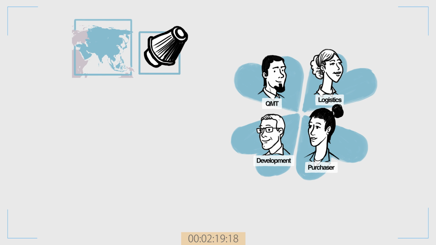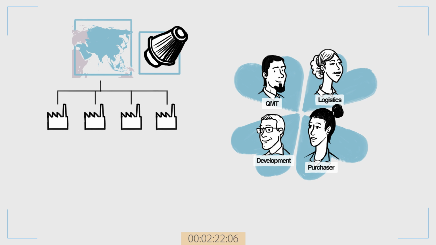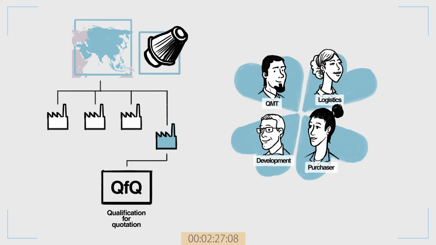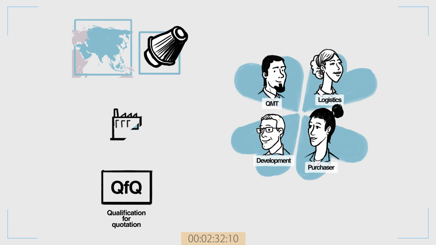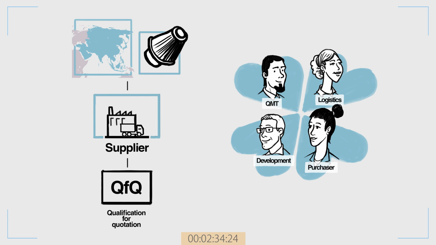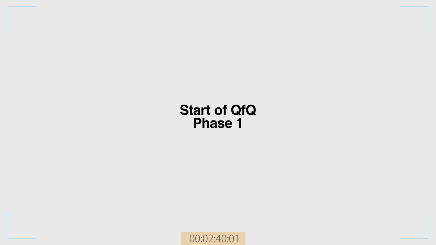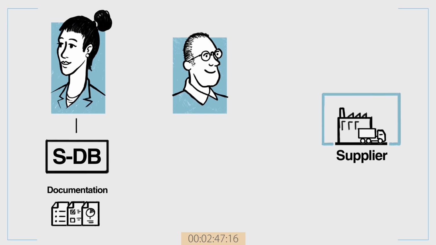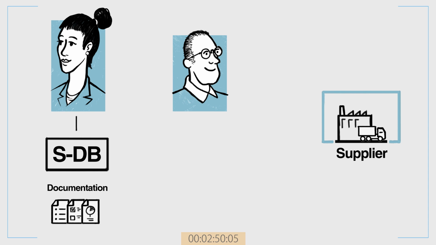In the kickoff meeting, Julia agrees together with the Cloverleaf members on the supplier which they intend to take through the process, the scheduling, responsibilities and documentation. Although still being a potential new supplier, for convenience we will talk about the supplier in the following. Julia also initiates the QFQ documentation in the supplier database, which is continuously carried out together with the involved Cloverleaf members across all phases of the QFQ.